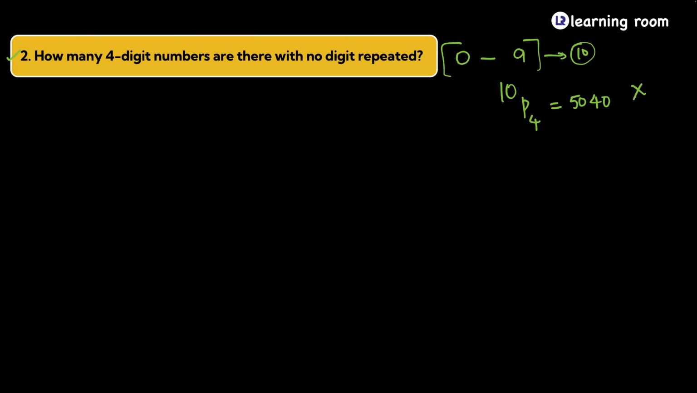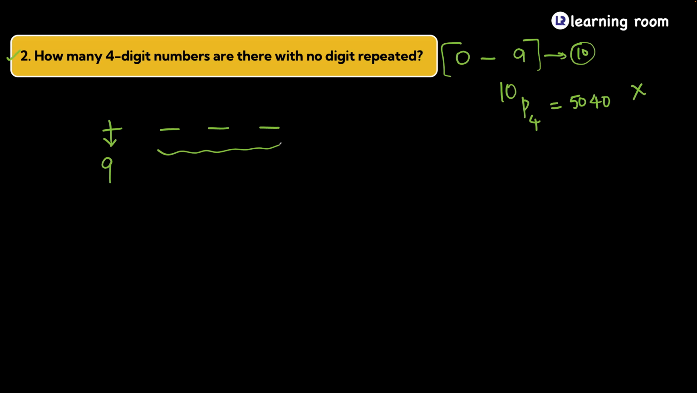For what reason? Because in these 10 digits, 0 is also there. When 0 is used in the 1000s position, it will not be a 4-digit number. Rather, it will be only a 3-digit number. So to make it a 4-digit number, how many blank spaces do we have? 1, 2, 3, 4. What are all the digits the 1000s space can take? It can take anywhere between 1 to 9. So you can fill it in 9 ways. Either of the 9 numbers, you put it here. So remaining, how many digits do you have in your hand? You have 9 digits.